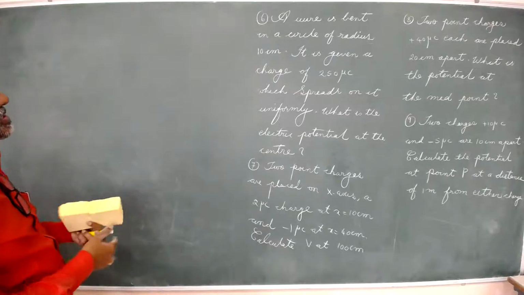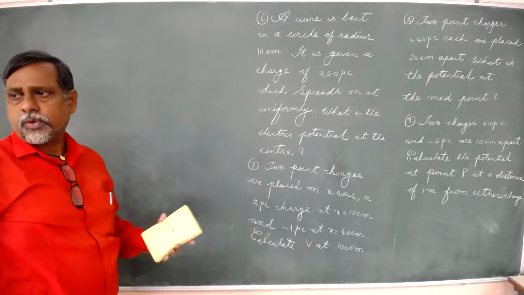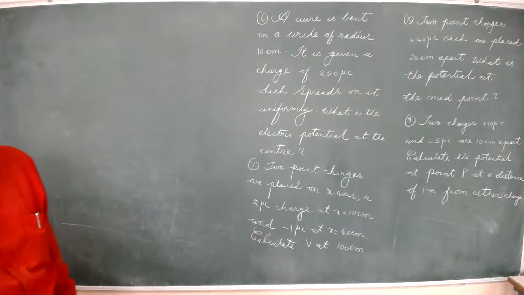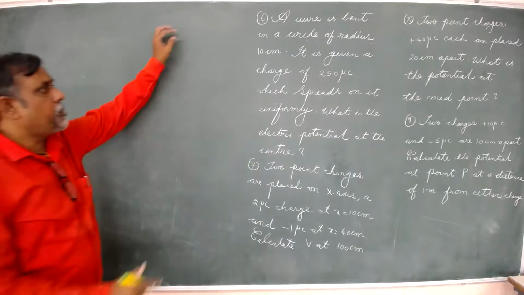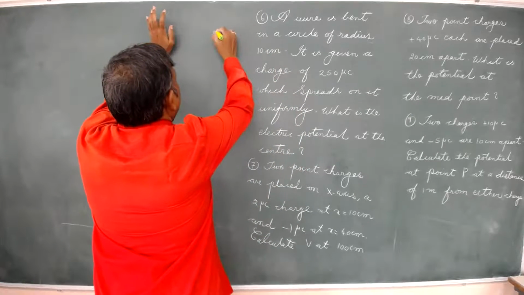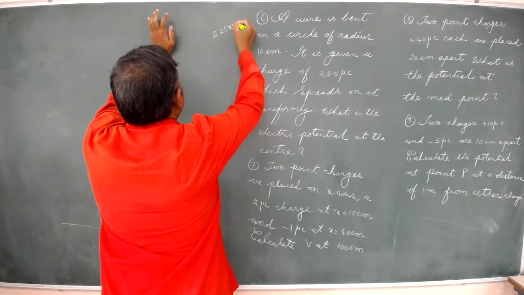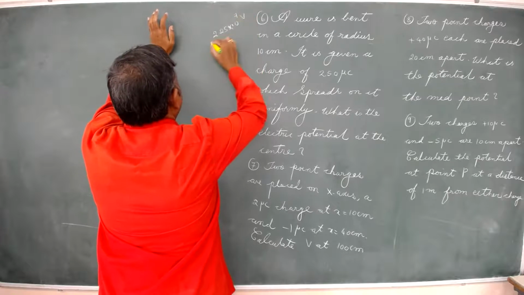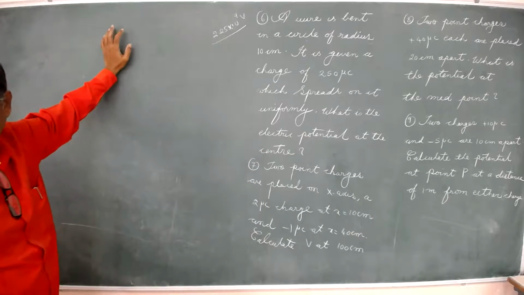Sixth one, a wire is bent in a circle of radius 10 centimeter. It is given a charge of 250 microcoulomb. How much? 2.25? 2.25 into 10 power minus plus 7 volt. Okay, so let me work it out. Same answer? You do it?